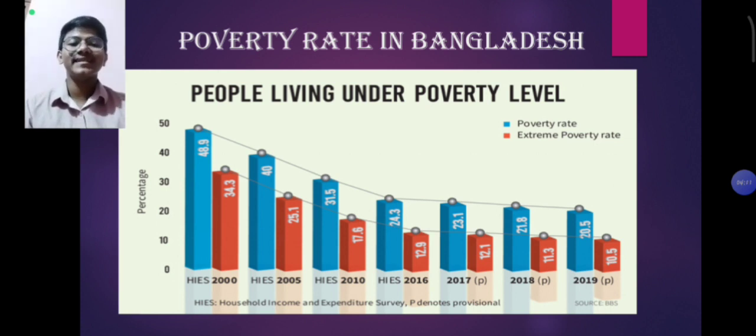In 2018, the poverty rate was 21.8% and extreme poverty rate was 11.3%. In 2019, the poverty rate was 20.5% and extreme poverty rate was 10.5%.